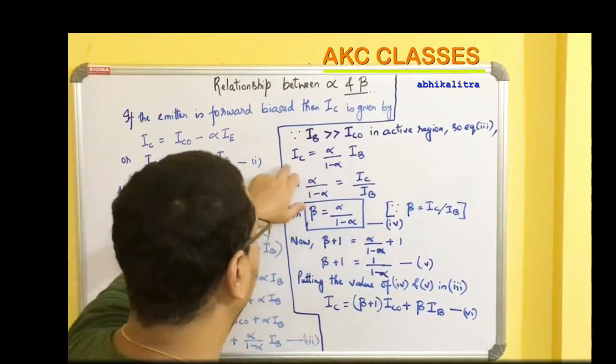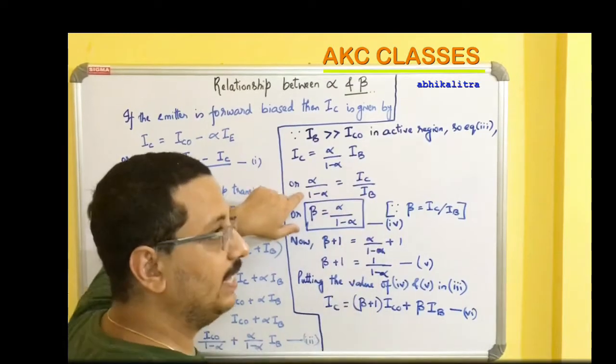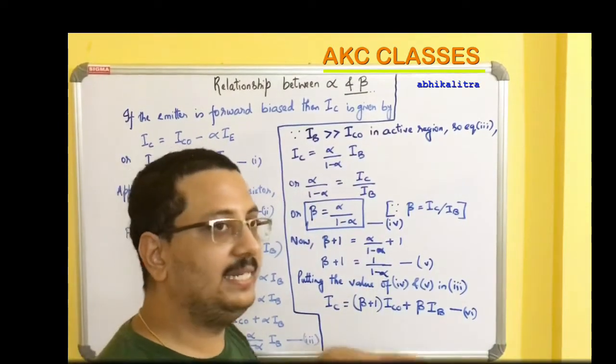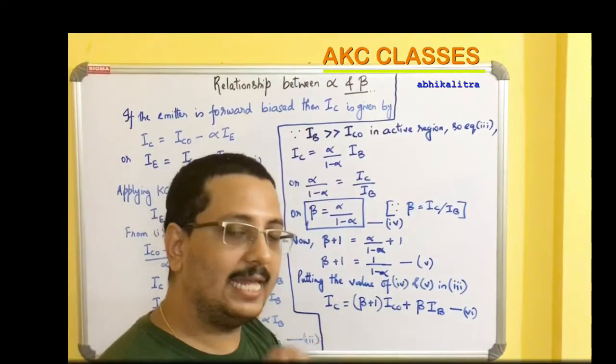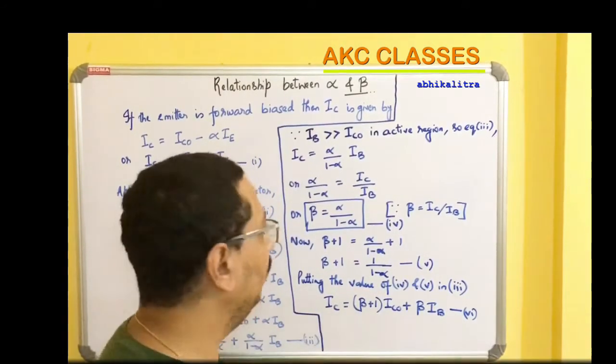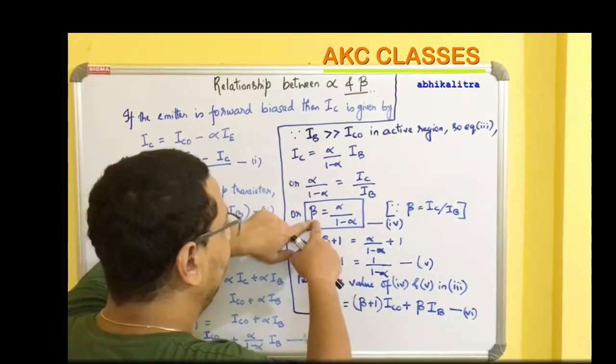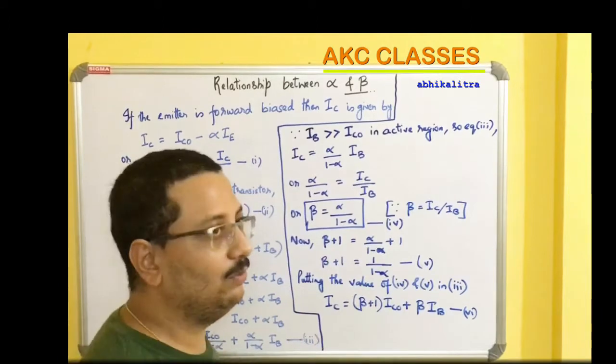Now I will take IB to this side, that is alpha by 1 minus alpha equal to IC by IB. Now we already know that beta is the ratio between the collector current and the base current, right? Beta is the DC current gain in a common emitter mode. So IC by IB can easily be replaced by beta. So the relationship that is established is beta equal to alpha by 1 minus alpha.